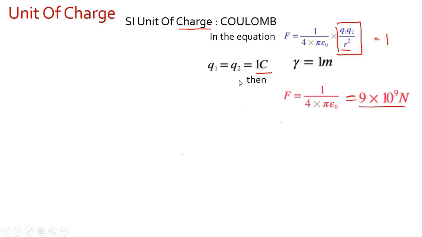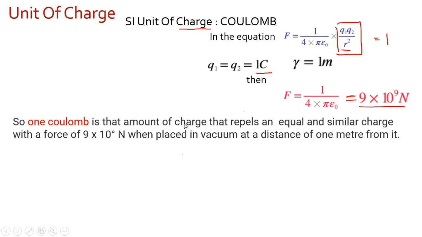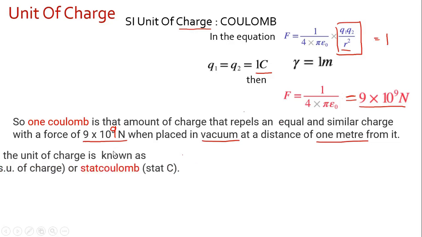Based on this statement, we can have the definition of 1 Coulomb: it is that amount of charge which repels an equal and similar charge with the force of 9 into 10 to the power 9 Newton when placed in vacuum at a distance of 1 meter from it. Mind it, there are certain keywords here. What are they? The charges must be present in vacuum. They must be at a distance of 1 meter. The magnitude of charge should be 1 coulomb. So there will be a force of attraction or repulsion between them of magnitude 9 into 10 to the power 9 Newton. So you can give this particular definition.